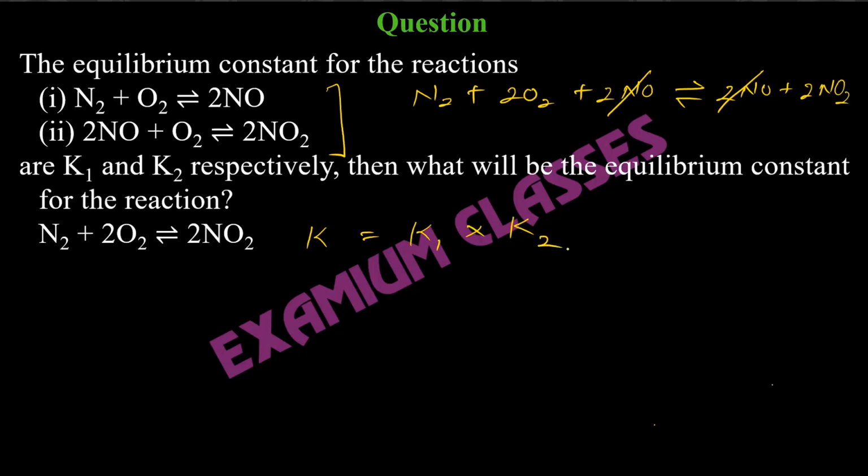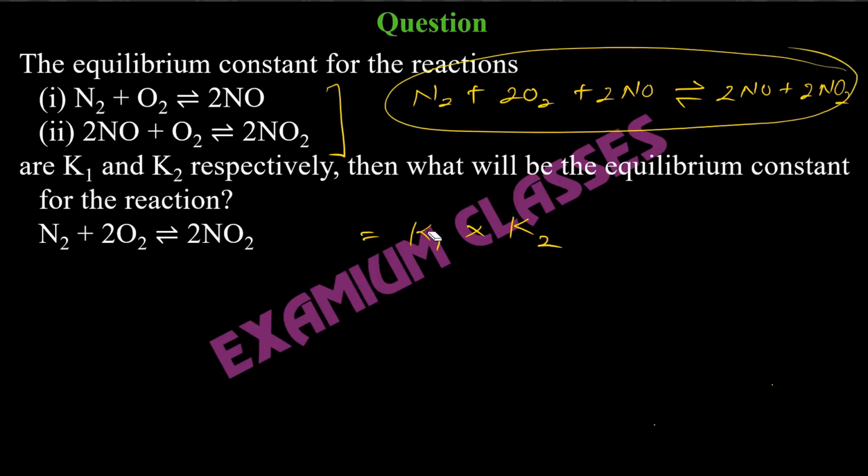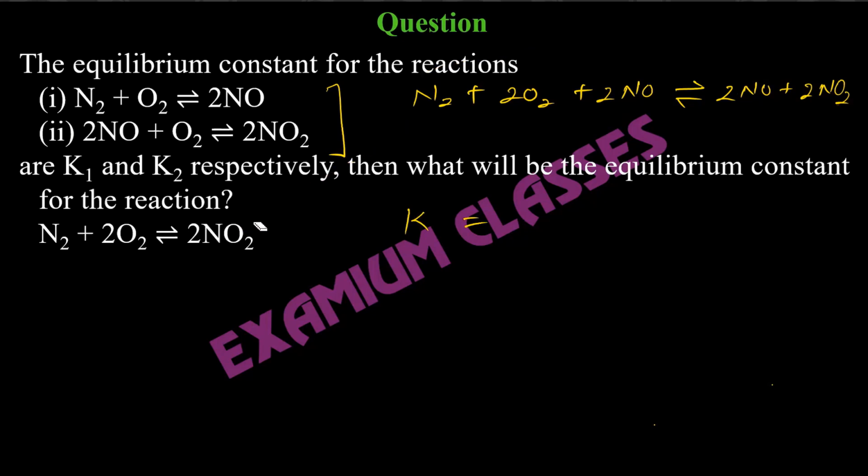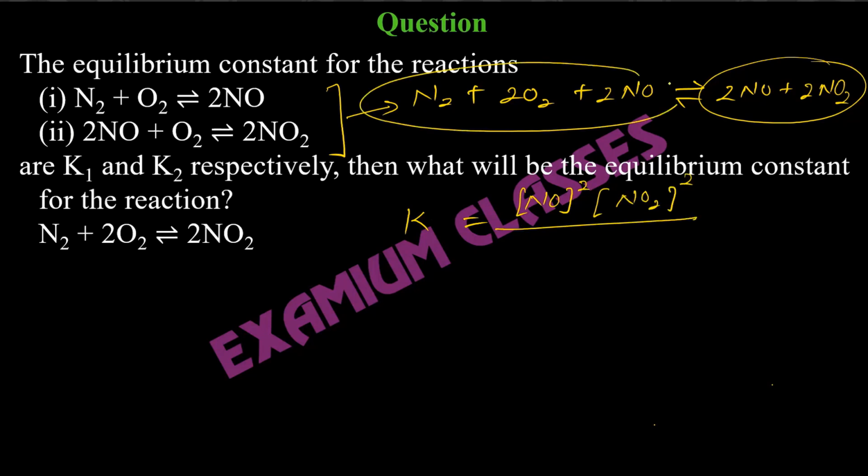Now you might be surprised why I am saying so. Because if you write the equilibrium constant of this, write the equilibrium constant of this K. These are actually the same reaction. We added and we got this. So it will be this one: NO whole square into NO2 whole square divided by the reactants' concentrations raised to their stoichiometric coefficients.